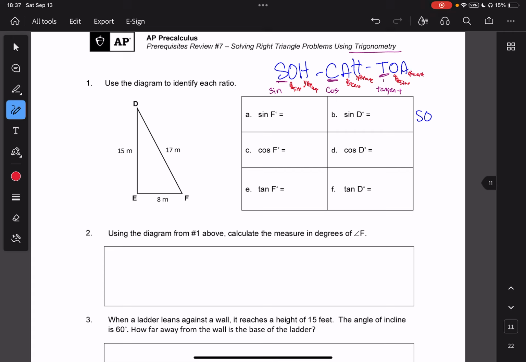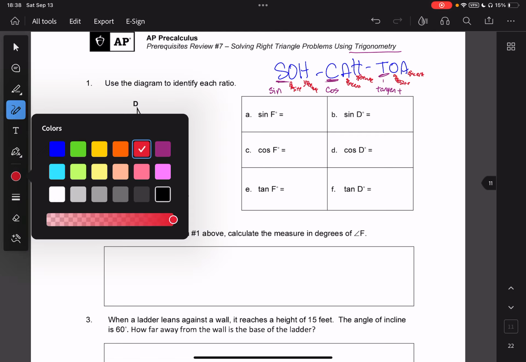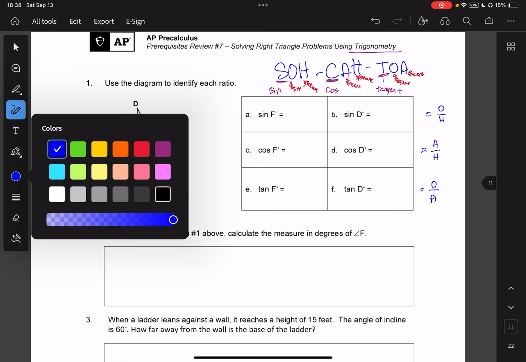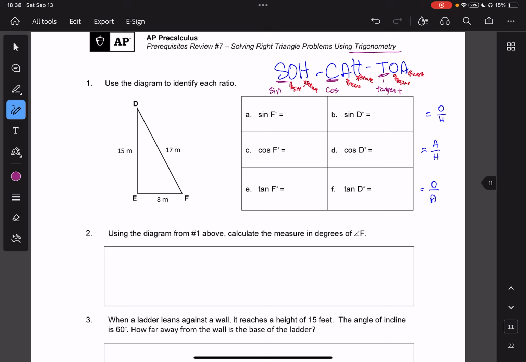Okay, so I hope you guys remember SOHCAHTOA. So what does that mean for our sines, our cosines, and our tangents? We're going to be writing them like this. Opposite over hypotenuse, CAH, adjacent over hypotenuse, TOA, opposite over adjacent. Sine of F. So we're going to take SOHCAHTOA, opposite over hypotenuse.